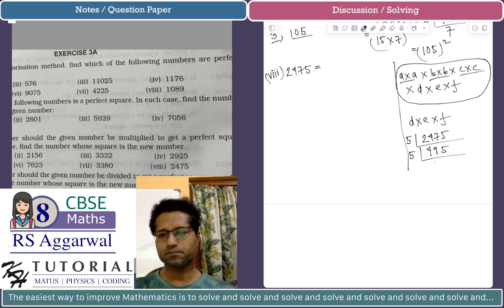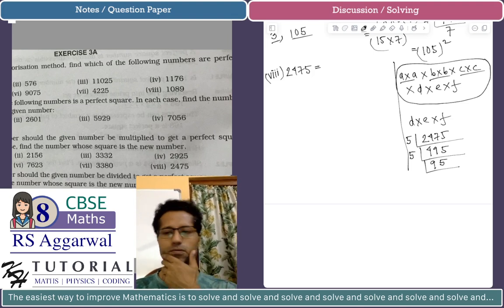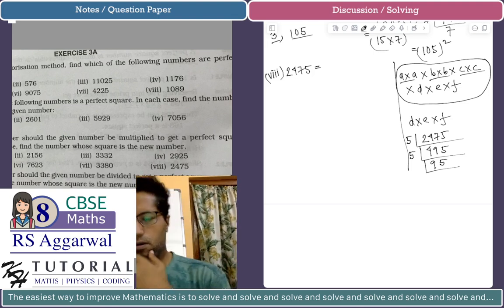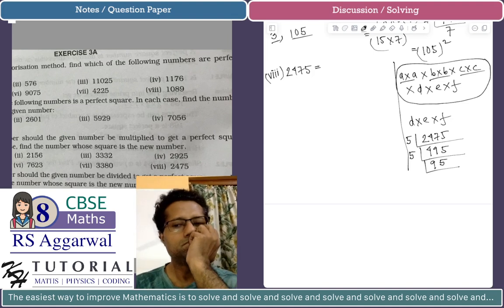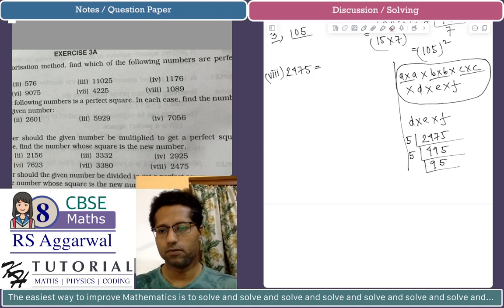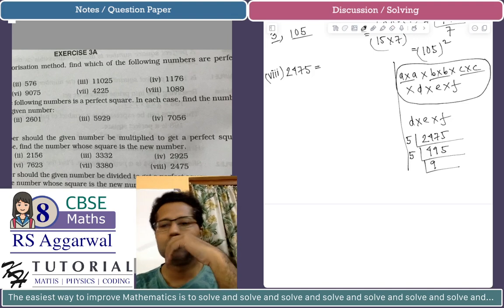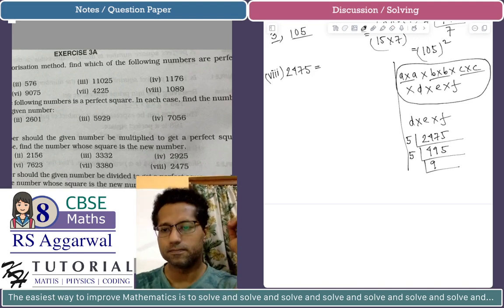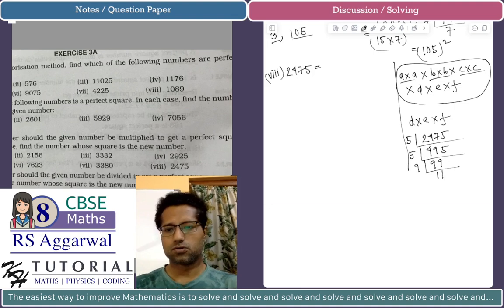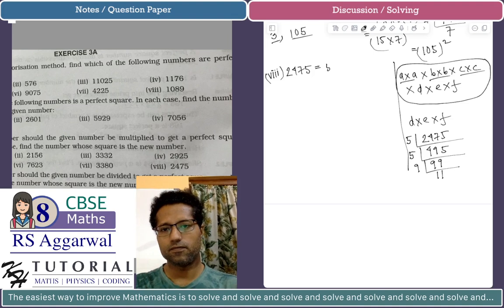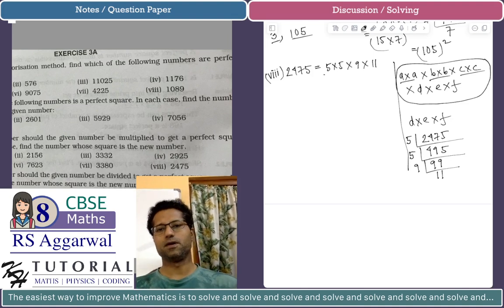We have 99. No, 9, not 95. What am I doing? This will be 495, then 99, and we can clearly see 9 into 11. So the prime factors are 5 into 5 into 9 into 11. We can clearly see we have only a single pair of equal factors. These two are left behind.